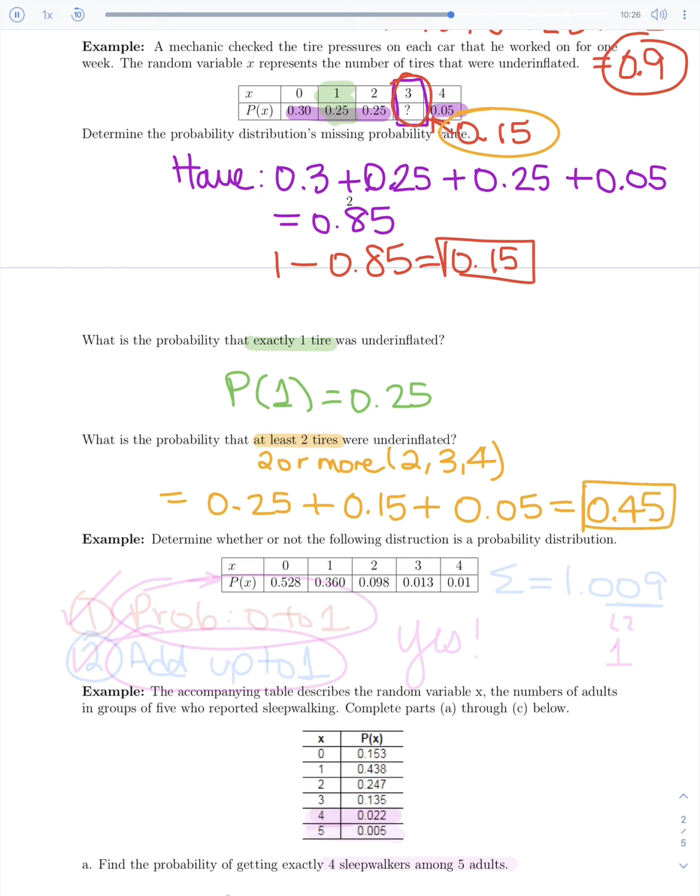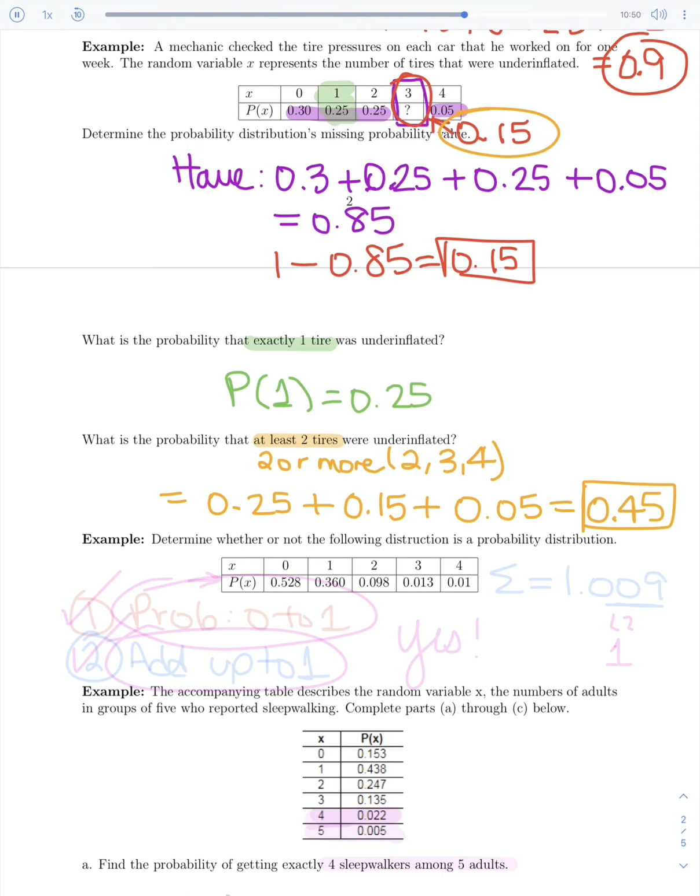So again, the idea with a probability distribution is to build a chart and then use that chart to answer a bunch of questions. Sometimes they'll give you the chart. Sometimes you need to figure out the values for the chart yourself. And we're going to be dealing with this kind of idea throughout all of Chapter 5. So let's take a look at one more example.